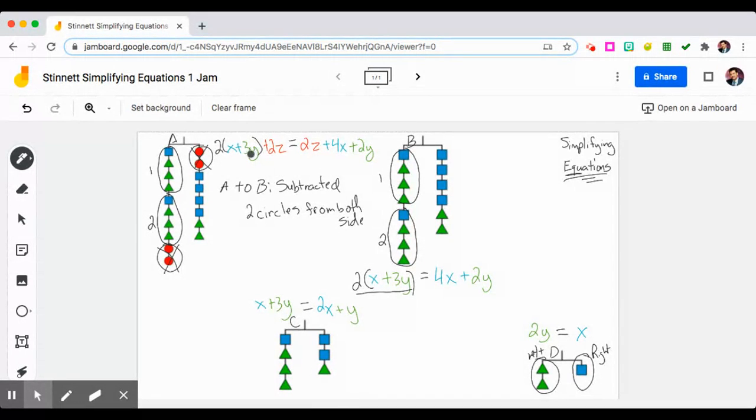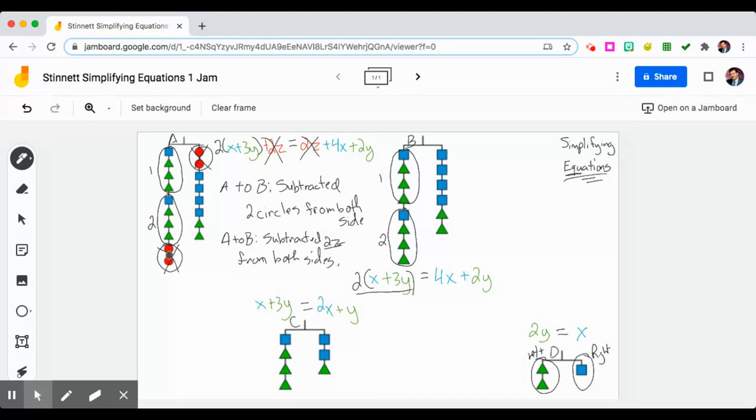Now, what we could also say is we could look at the equation and say, okay, if we took away two circles in the equation, what did we take away? We took away 2z from both sides. So we could also say that from A to B, what happened? We subtracted 2z from both sides.